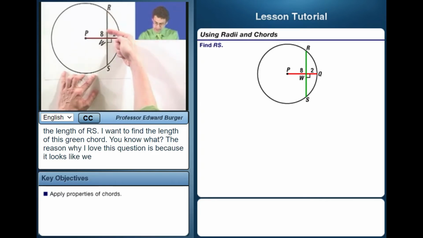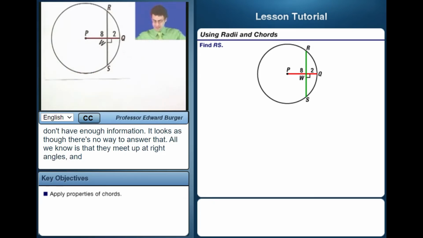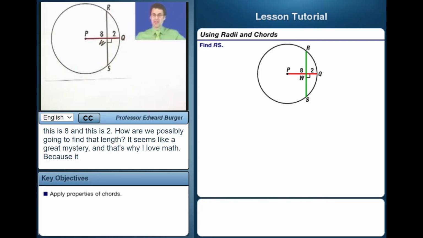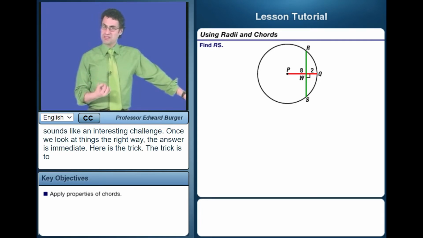I want to find the length of this green chord. You know what? The reason why I love this question is because it looks like we don't have enough information. It looks as though there's no way to answer that. All we know is that they meet up at right angles, and this is 8 and that's 2. How are we possibly going to find that length? It seems like a great mystery, and that's why I love math, because it sounds like an interesting challenge. Once we look at things the right way, the answer is immediate.